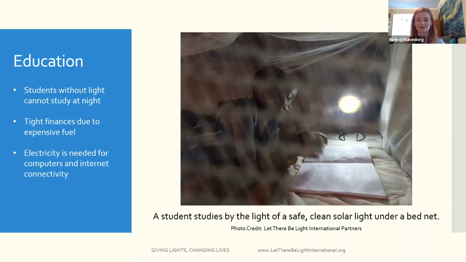And this image I found very powerful because the student is using a solar light to study at night under a bed net, which means she's not at risk of the bed net catching on fire. She's not at risk of indoor air pollution, and she's able to study in the evening.